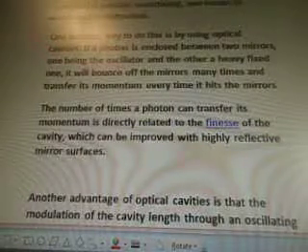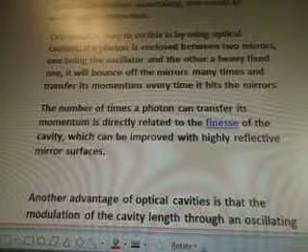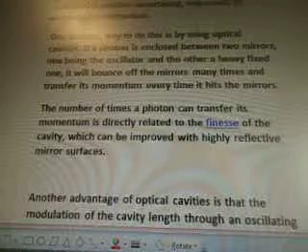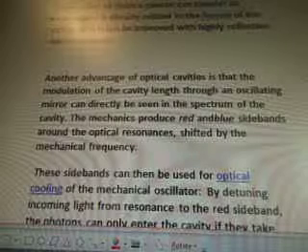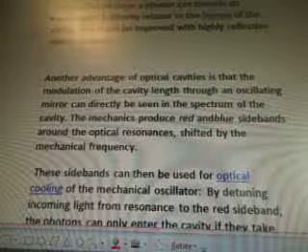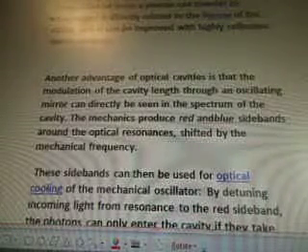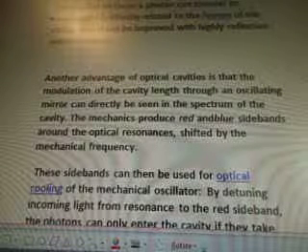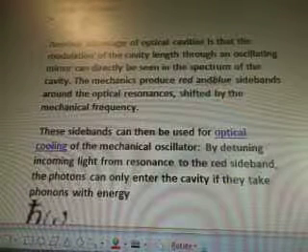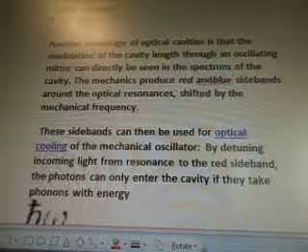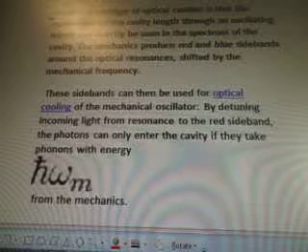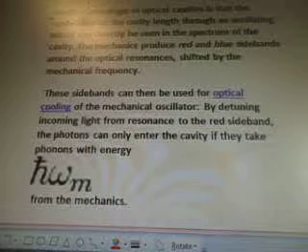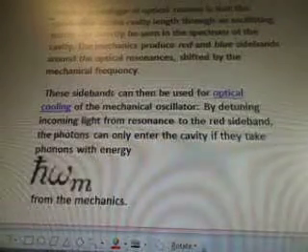The number of times a photon can transfer its momentum is directly related to the finesse of the cavity, which can be improved with highly effective mirror surfaces. Another advantage of optical cavities is that the modulation of the cavity length through an oscillating mirror can directly be seen in the spectrum of the cavity. The mechanics produce red and blue sidebands around the optical resonances and shifted by the mechanical frequency. These sidebands can then be used for optical cooling of the mechanical oscillator.